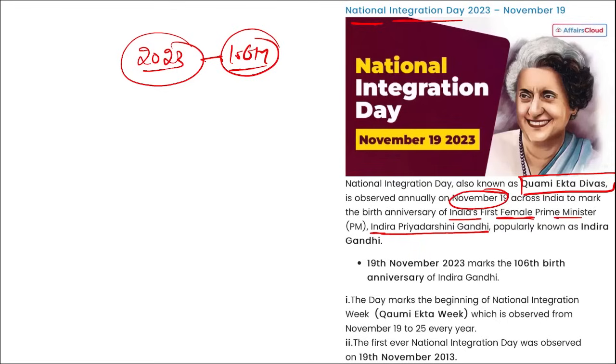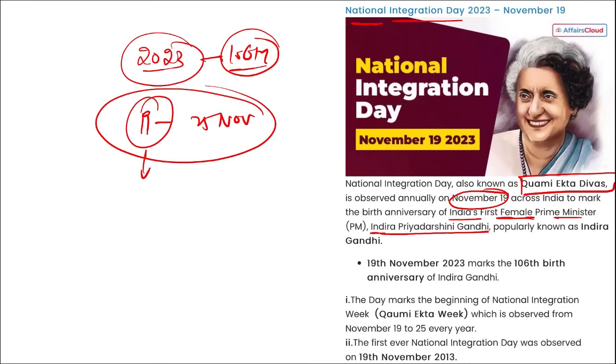And this day marks the beginning of the National Integration Week, that is Qawmi Ekta Week, from 19th of November till 25th of November. So on 19th of November, we observe this National Integration Day or Qawmi Ekta Divas, that is basically observed on the birth anniversary of Indira Gandhi, the first female Prime Minister of India.